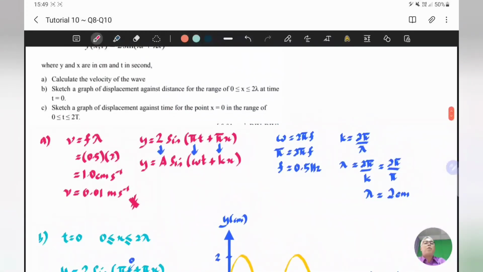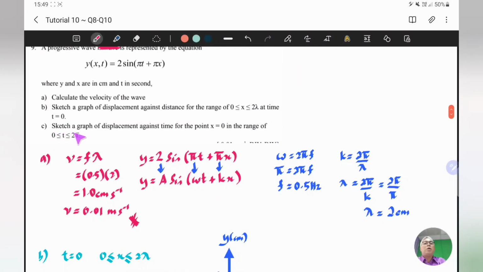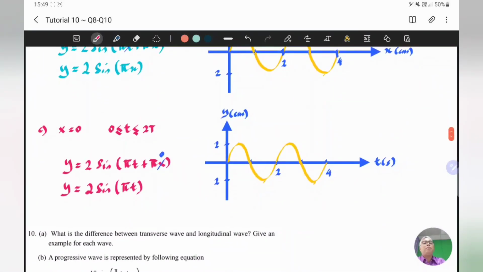Still the same for question C. They ask you to sketch a graph of displacement against time for x equals 0, where the range of time is between 0 until 2 periods. By doing the same thing, the equation is y equals 2 sine(πt + πx), where x equals 0, cancel out x, so the equation now becomes y equals 2 sine πt. So the graph is y against t.